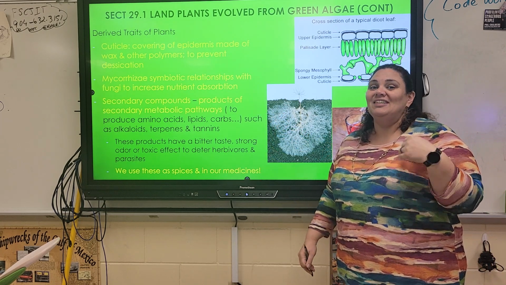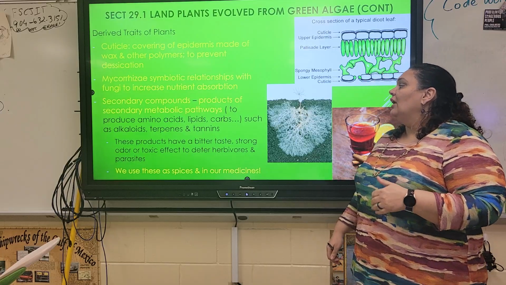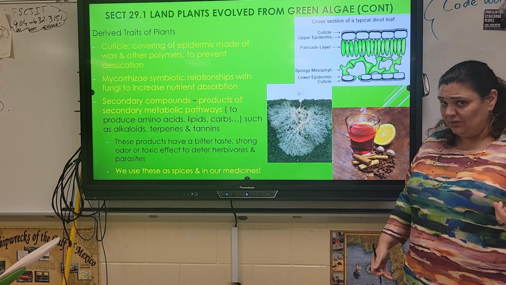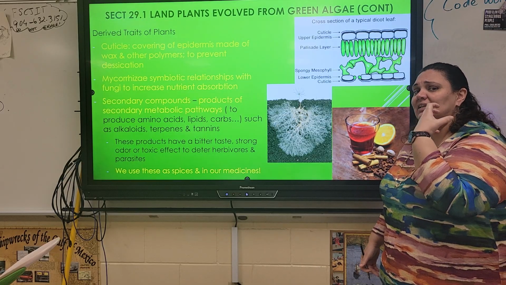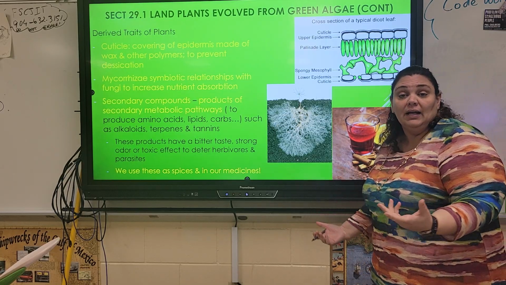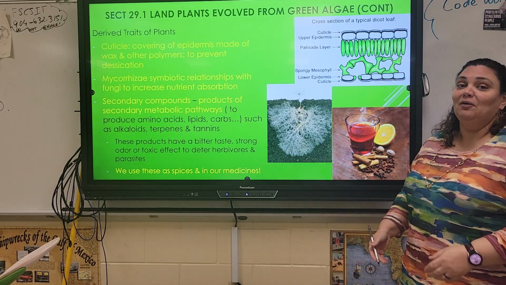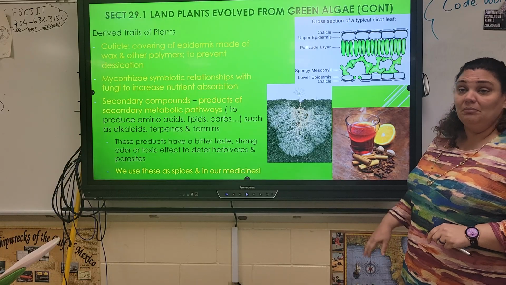And that's the product of a secondary metabolic pathway that can produce lots of different things. A lot of them are supposed to have a bitter taste. Mint is another great example. It's really supposed to have a bitter taste. So the predators, i.e. the herbivores, don't eat the plants. Unfortunately for the plants, we've figured out a way to use them as spices and also in our medicines.